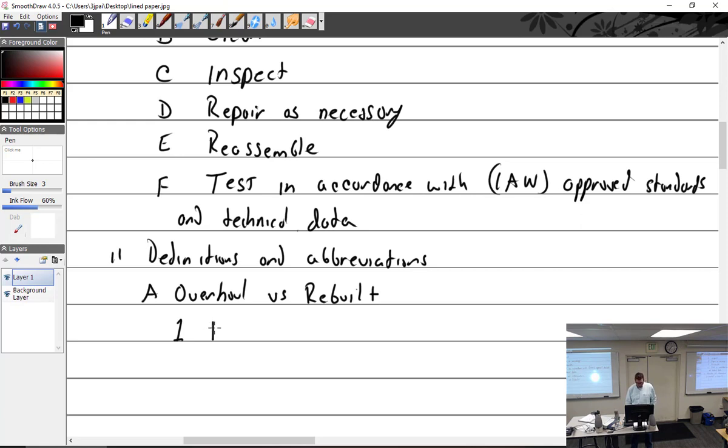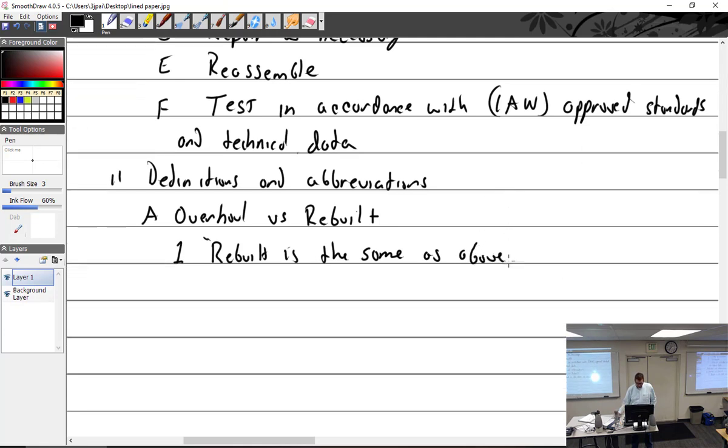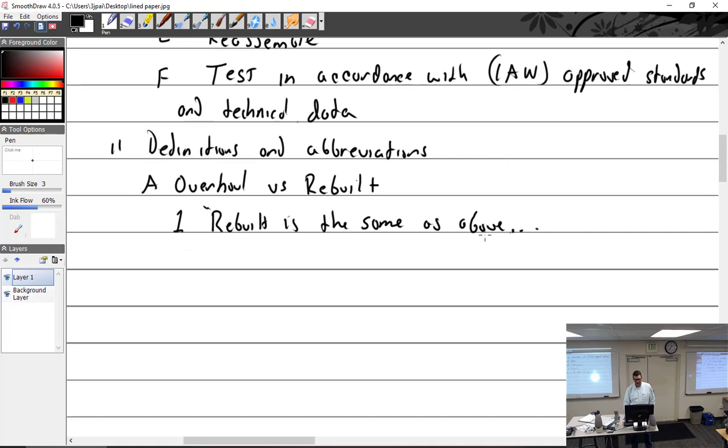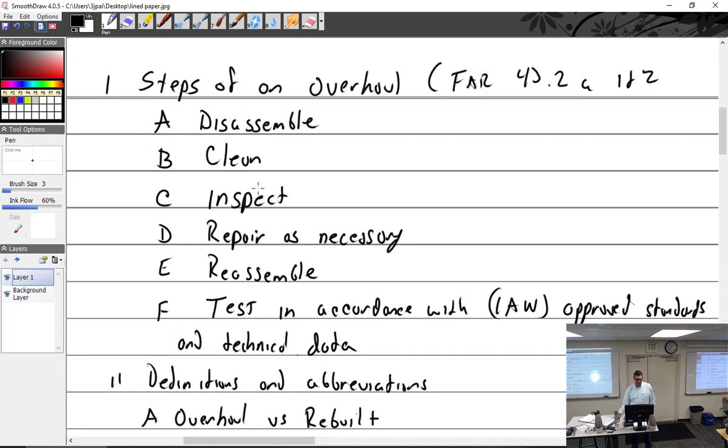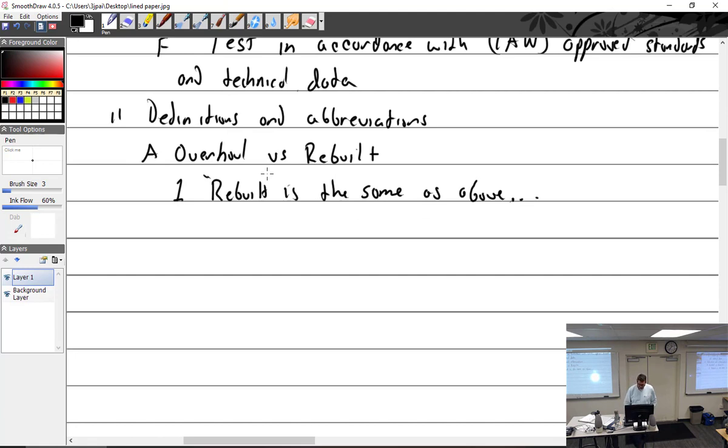You got it. So quoting it, rebuild is the same as above. That's not quoting it. I think I meant to say same as above as in disassemble, clean, inspect, repair as necessary, reassemble and test. But now I'm quoting it: tested to the same tolerance and limits as a new item.